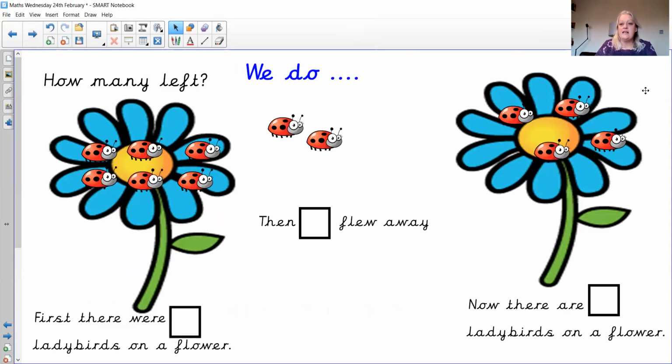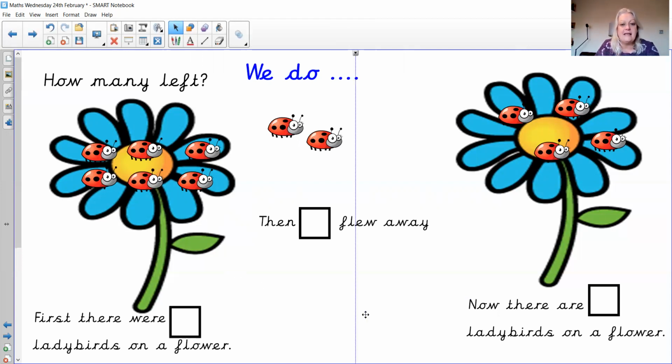Fantastic. So this is a similar thing. We're working out how many we've got left. So what we do for this, I have a flower and I've got a little story going on with my flower here. And I just have to fill in some numbers. So it says here, first there were ladybirds on a flower. You tell me how many ladybirds are on my flower to begin with.